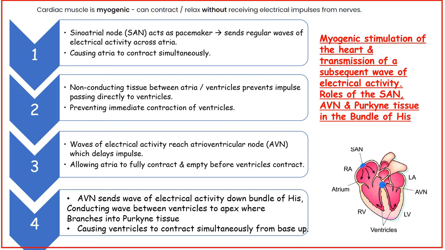Non-conducting tissue between the atria and ventricles prevents the impulse passing directly to the ventricles, preventing the immediate contraction of the ventricles. Waves of electrical activity reach the atrioventricular node, or AVN, which delays the impulse, allowing the atria to fully contract and empty before the ventricles contract. The AVN sends a wave of electrical activity down the bundle of His, conducting the wave between the ventricles to the apex, where it branches into Purkinje tissue or Purkinje fibres, causing the ventricles to contract simultaneously from the base up.